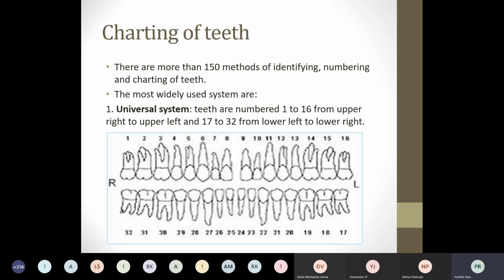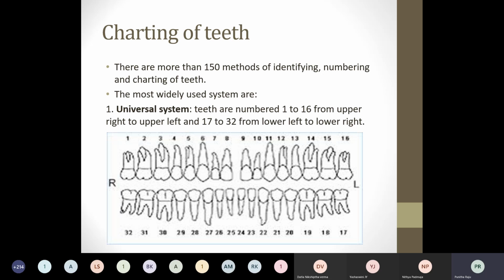The universal method, in this picture you can see, you have the right and the left. R is for right and L is for left. They just mention it as 1, 2, 3, 4, 5, 6, 7, 8 till 8 on the right upper, and 9, 10, 11, 12 on the left upper, till 16, and then come below, 17, 18, 19, 20 and again till 32. In total you have 32 permanent teeth. So this is the universal method of representing it in chart form.